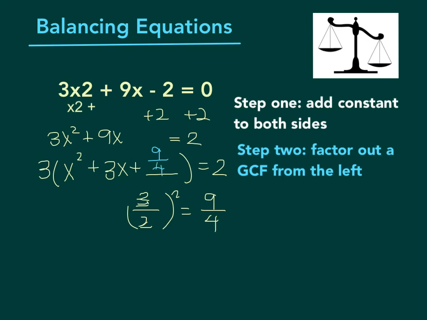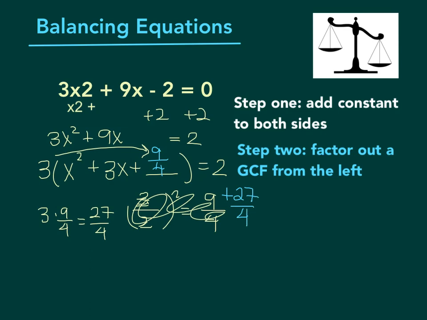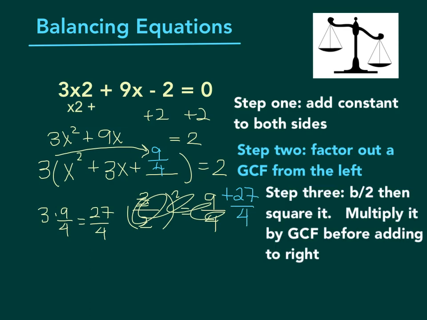Now remember though, that means I'm actually adding 3 times 9/4 to the left side. So it was really 3 times 9 over 4. That's 27/4. That's a whole lot more fourths than just the 9/4. So on my right side, I know this is a little messy, but I'm going to add 27 over 4 to keep it balanced. I hope my description of step 3 over here makes sense. I'm just saying b over 2 being this coefficient, this 3, divide by 2, then square that whole thing. And then we multiplied it by 3 before we added it to the right.